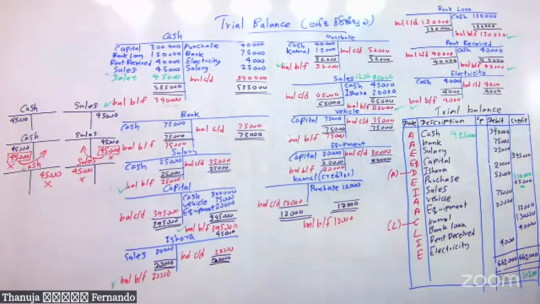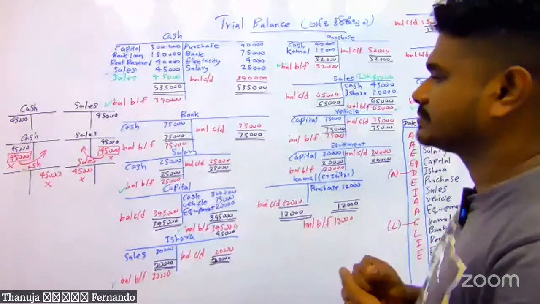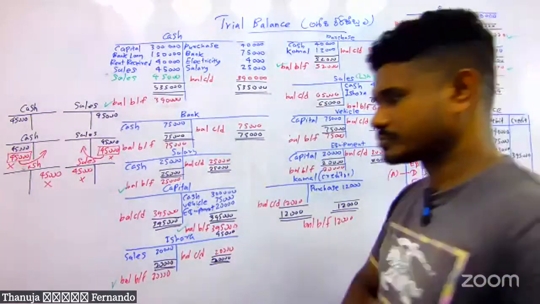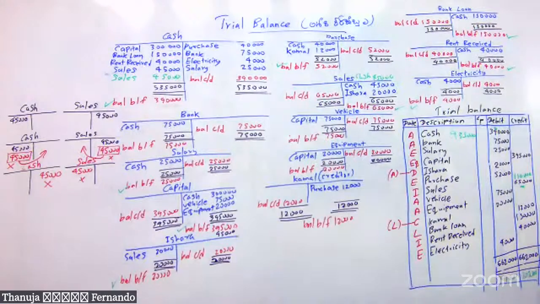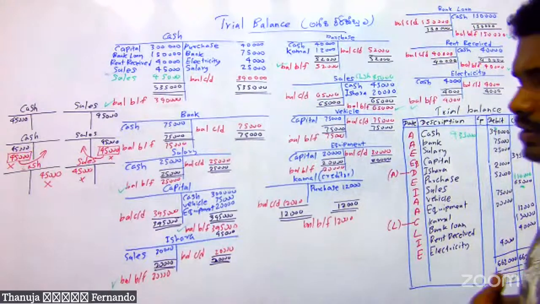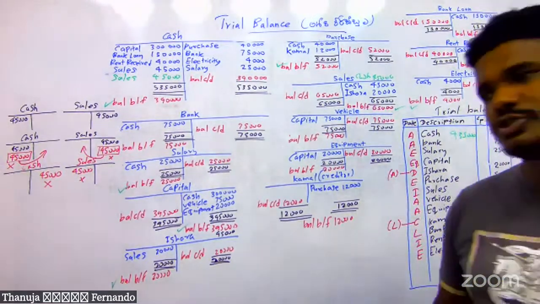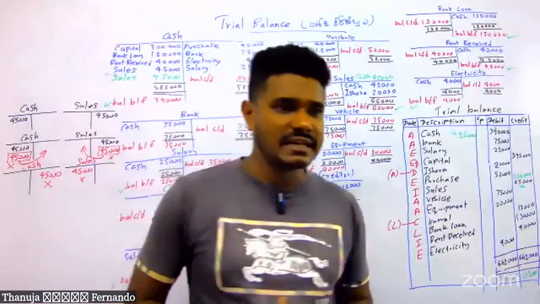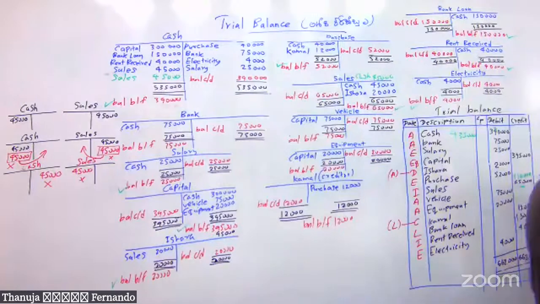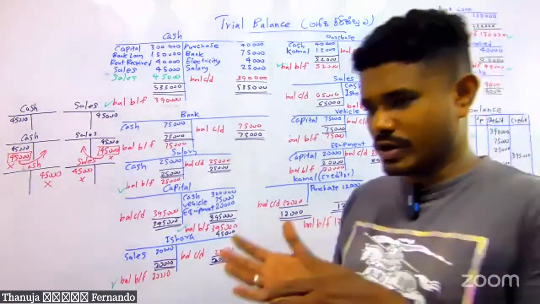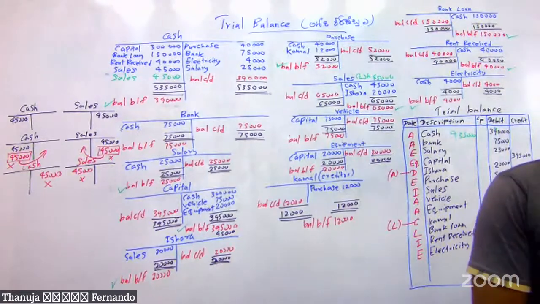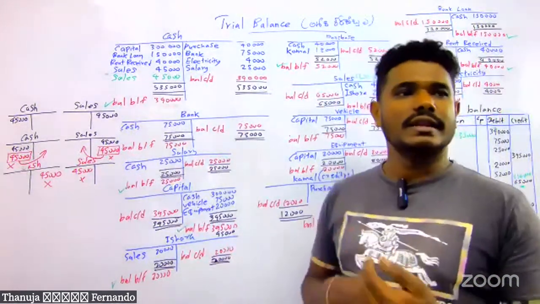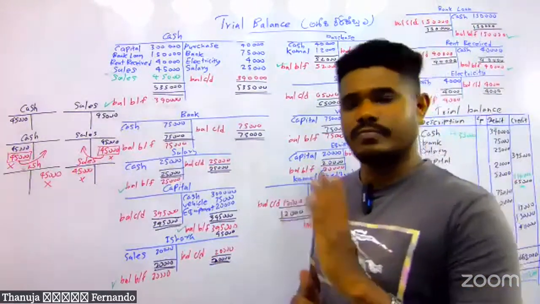Right, next one. Fourth error: recording the value of a transaction in an incorrect account, instead of the relevant account.